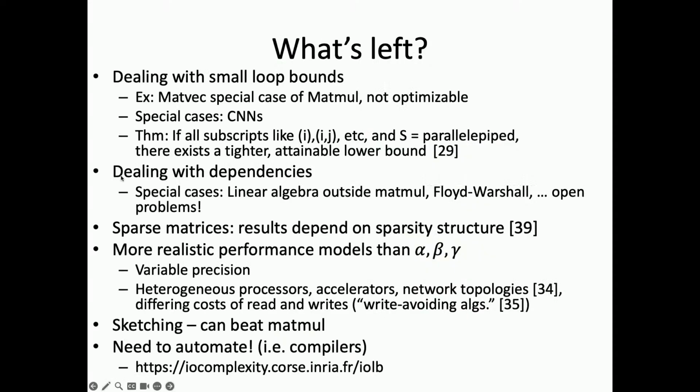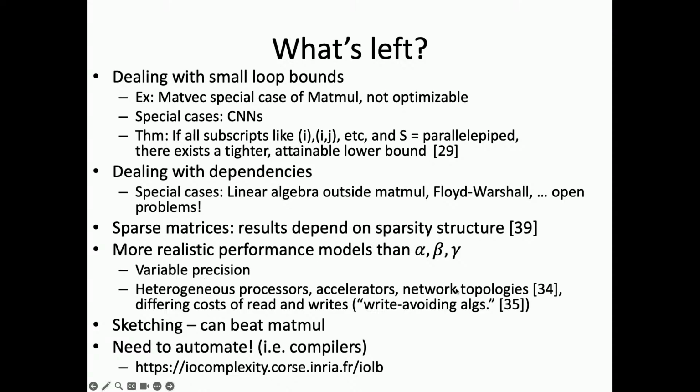And so what's left? Lots of open problems. Dealing with small loop bounds. So what happens if you're doing a skinny matrix multiply? We have answers for that, at least in the simple case where the subscripts are i and j. Dealing with dependencies. I have a conjecture on how to generalize Holder-Brascamp-Lieb to deal with dependencies. That's another talk. We have some results for sparse matrices, but it obviously depends on the sparsity structure.